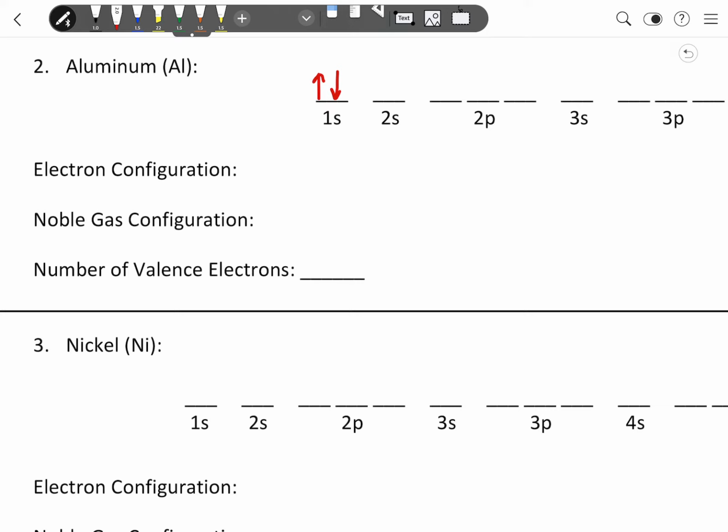1, 2. Wait, so for every electron we pass, we get 1 arrow? Yes. So we draw 13 arrows. So you literally just look at the number and that's the number of arrows you draw. Yeah, that's how many electrons you have. So do we draw all 13?